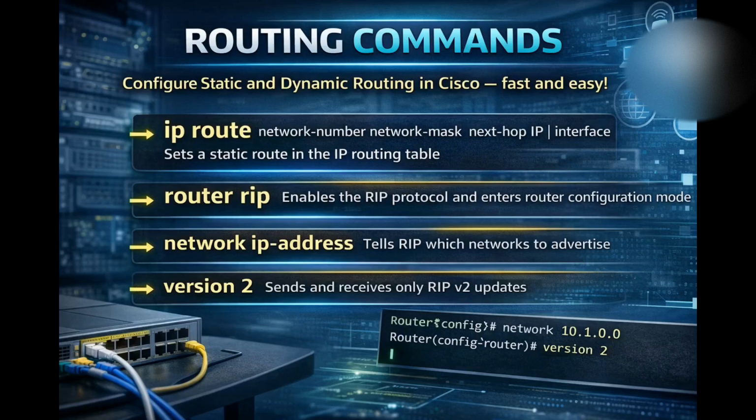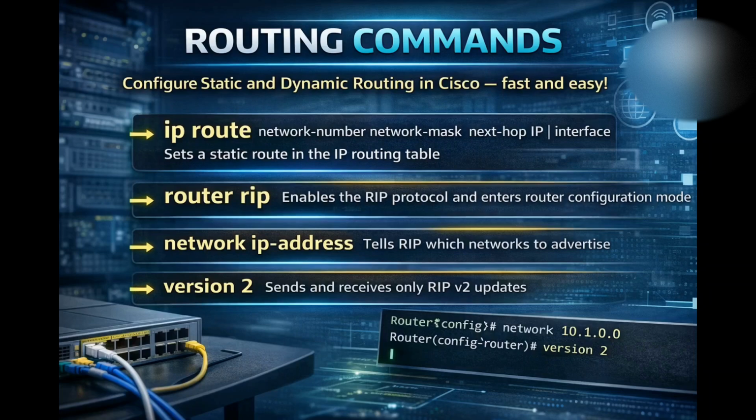Next, router RIP. This enables the Routing Information Protocol and takes you into router configuration mode. Inside router configuration mode, use network followed by the IP address. This tells RIP which network should be advertised to other routers.